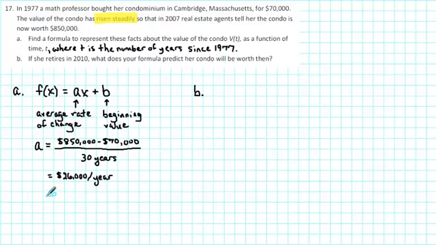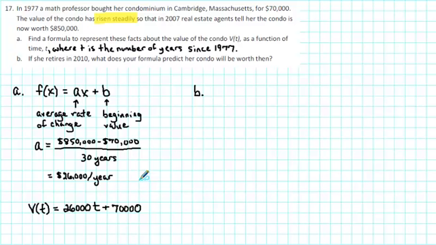So now we can write down the function. Now notice that the name of our function isn't f, the name of our function is V for value. So we'll write V of t, we're not using x, we're using t for time, where t is the number of years since 1977. So V of t is equal to our average rate of change, which we just calculated to be 26,000, multiplied by the number of years t, and then add the beginning value, which was 70,000. We can now use that function in order to help us to answer B.